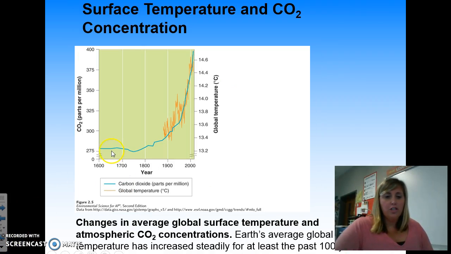This chart is showing that just over the last 100 years, we've seen a steady increase in global surface temperature. Here's global surface temperature on this side of the graph, and carbon dioxide in parts per million on this side. So over the past 100 years especially, we've seen an increase in both of those levels, an increase in temperature and in carbon dioxide concentrations.